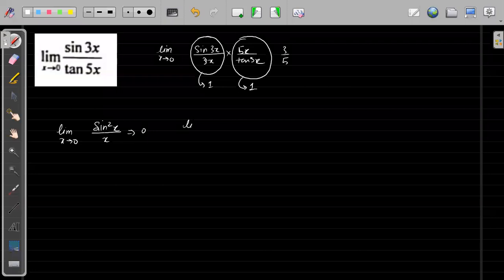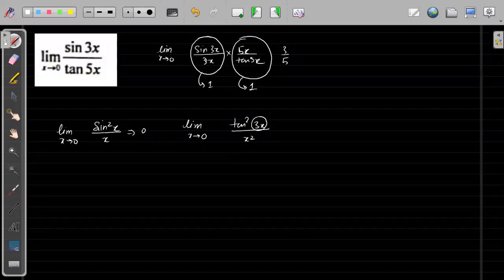Very good. Suppose we have limit of x tending to 0, tan square 3x divided by x square. What will be the answer? But here we have 3x, right? So in the denominator also we should have 3x, but because we have a square here, the denominator should have 3x square. So we will multiply with 9 and divide with 9. So this will combine and become 3x, and this will get cancelled with this. So the answer will be simply 9. Understood?